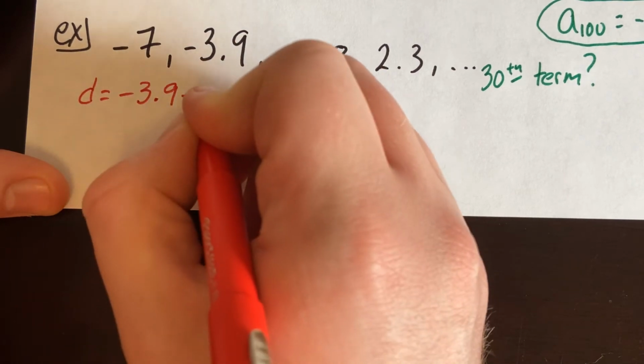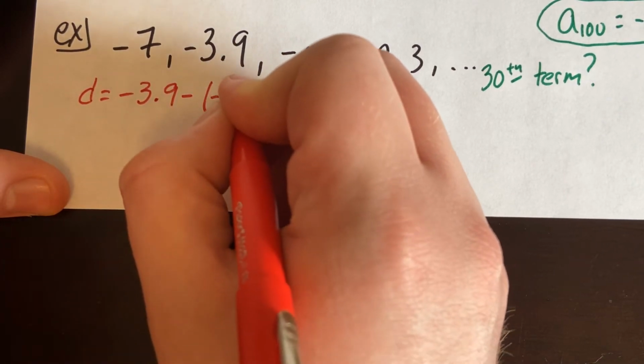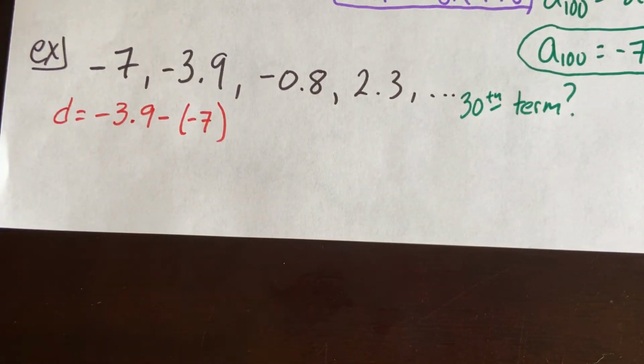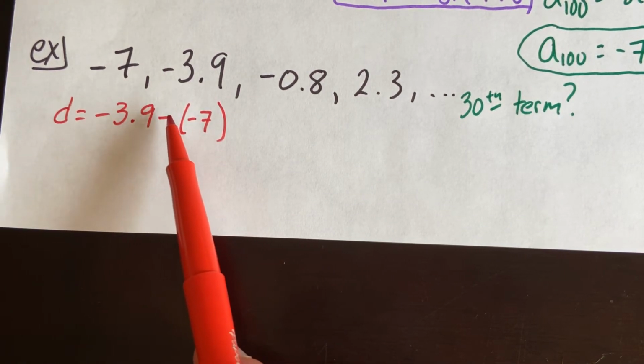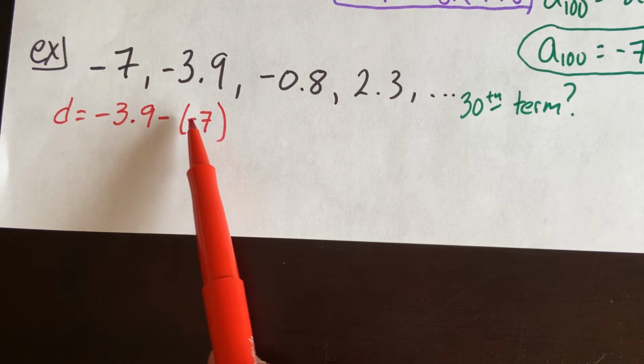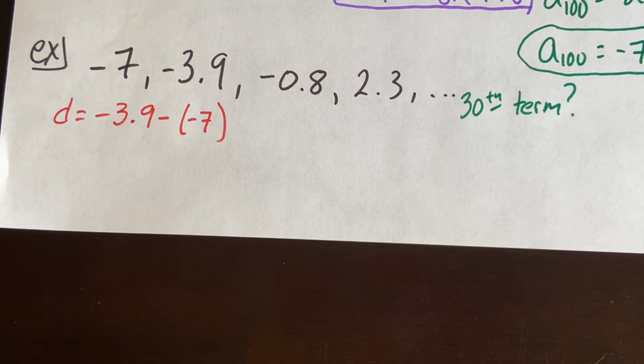I'm going to subtract the first number that I see. Careful with your signs, right? You're subtracting a negative here. It's a common difference, so that's your subtraction, but the number you're subtracting is also a negative. So that's why you see the double negatives there. Okay, double checking your calculator: negative 3.9 minus a negative 7 is 3.1.